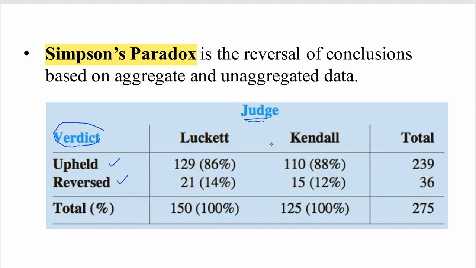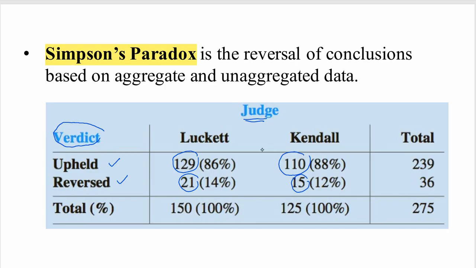Now, consider two judges in an experiment comparing the number and percentage of cases they upheld and the number and percentage of verdicts they reversed. It was known that Judge Luckett upholds 129 cases but rejects 21 cases. It was also observed that Judge Kendall upholds 110 cases and rejects 50 cases.